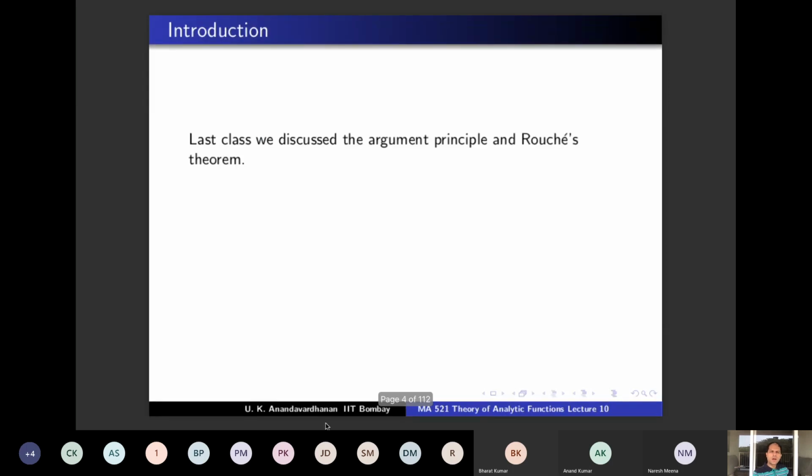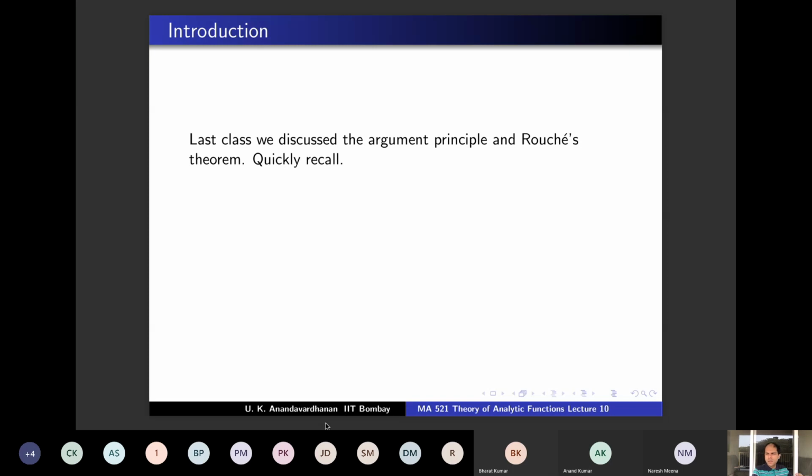So last class we discussed the argument principle and Rouché's theorem, and the argument principle we already recalled. So 1 by 2 pi i times the integral of f prime by f over gamma is the number of zeros minus the number of poles, quote unquote, inside gamma. What we mean by this is we are considering the set of points where the index is nonzero. Gamma is homologous to 0 in omega, so outside omega the index is 0, and inside omega we assume that the index is either 0 or 1.